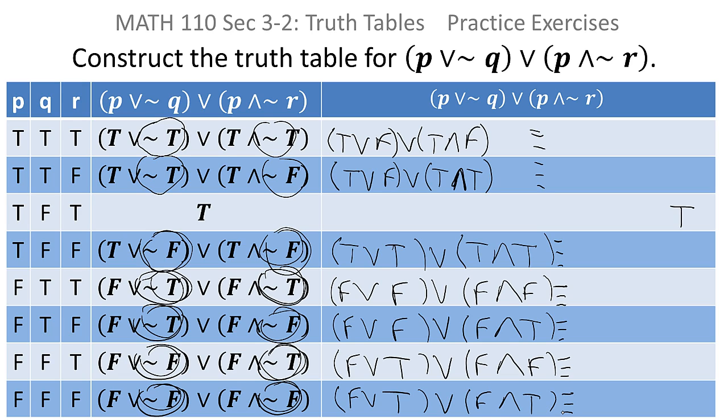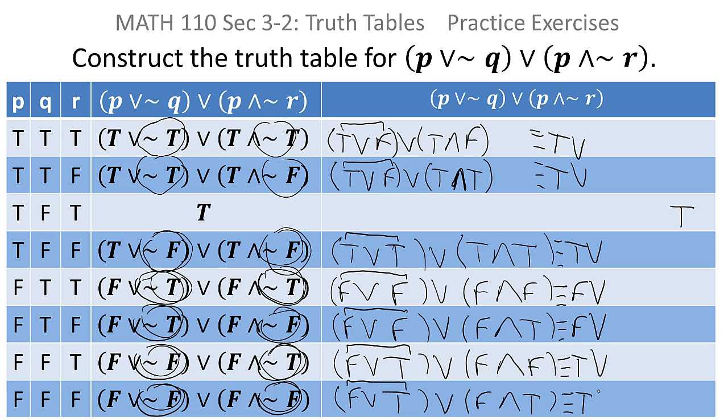So then I want to look inside of these. This is an OR. True ORed with false is true. True ORed with false is true. True ORed with true is true. False ORed with false is false. False ORed with false is false. False ORed with true is true. False ORed with true is true. And then the next ones are all ORs.